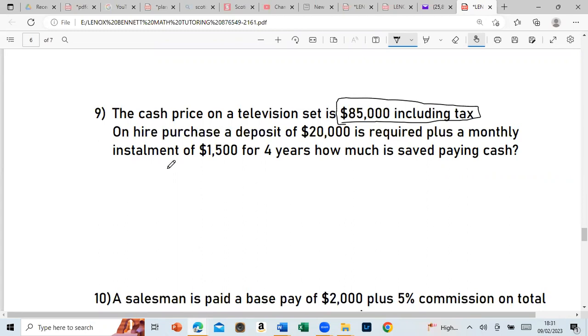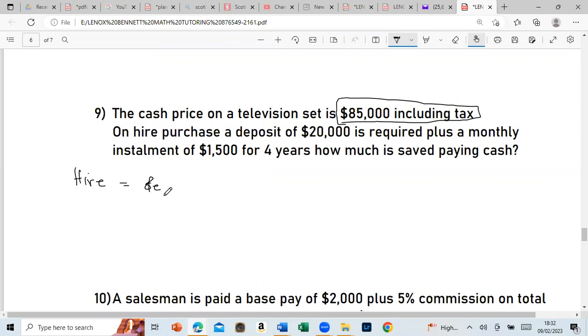All right, so we know it's hire purchase. With hire purchase, it's when you buy something on credit. But guess what? The advantage for you as a customer is you get the goods right away. So that first money you pay down is called your deposit.